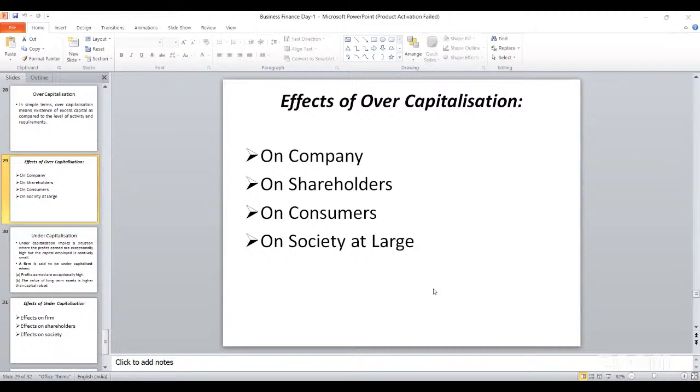So we are going to see the concept of overcapitalization first on the company, then on shareholders, then on consumers, and then on society at large. So first, coming to the company. The real value of the business and the earning capacity are affected. It reduces the market value of your shares.